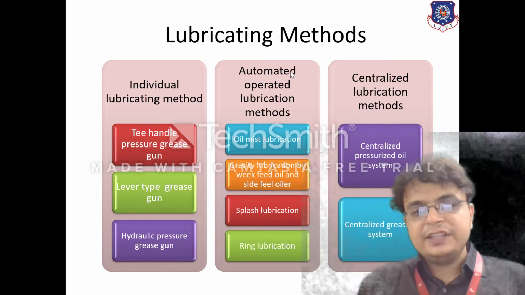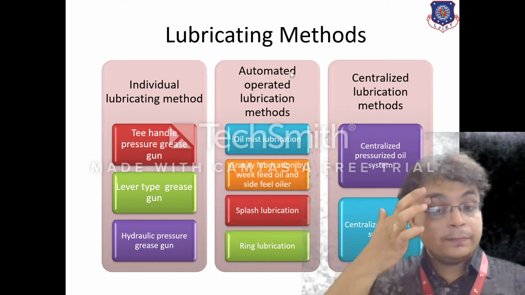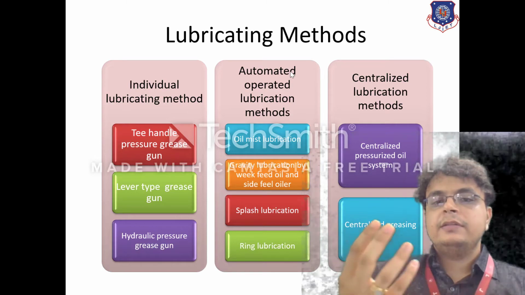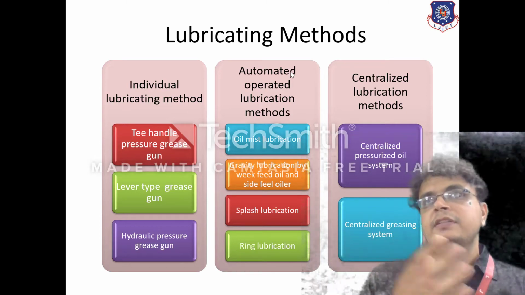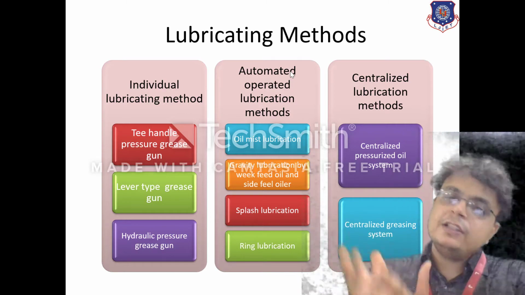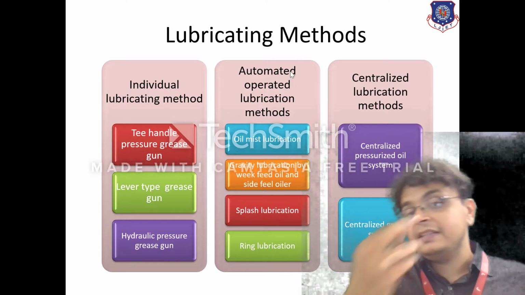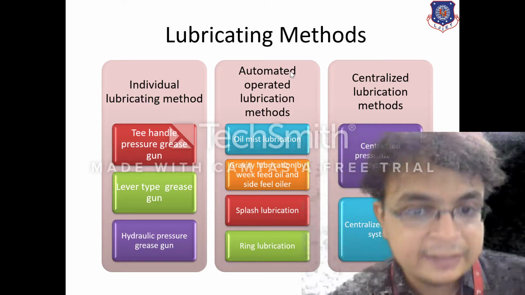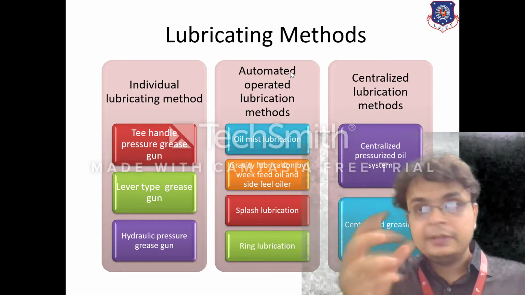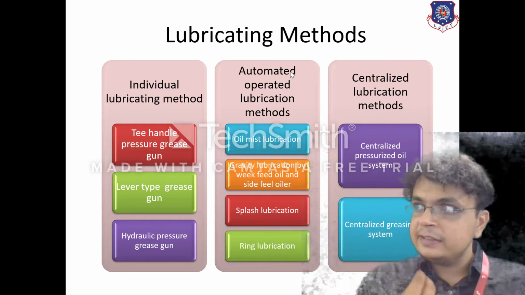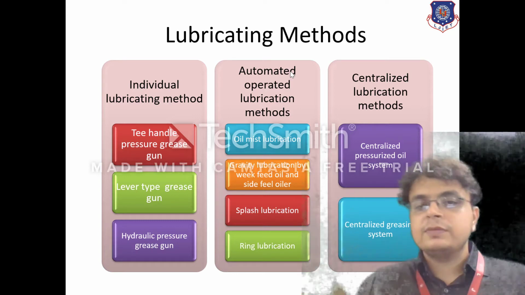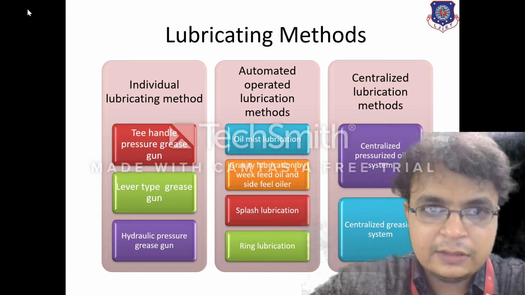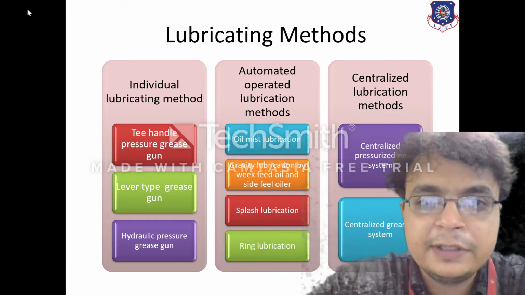Gravity lubrication by feed oil and side feed oil. So basically here the oil will move under its own gravity and it will feed, meaning any arrangement can feed the oil to the desired location, and we can see it from there also, and that is why the other name that is written over here is side fill oil. We have the splash method, where just a splash of oil is made and it can be applied over the whole surface with the least effort. And next is the link lubrication method. So these are the methods of the automated operated lubrication method.